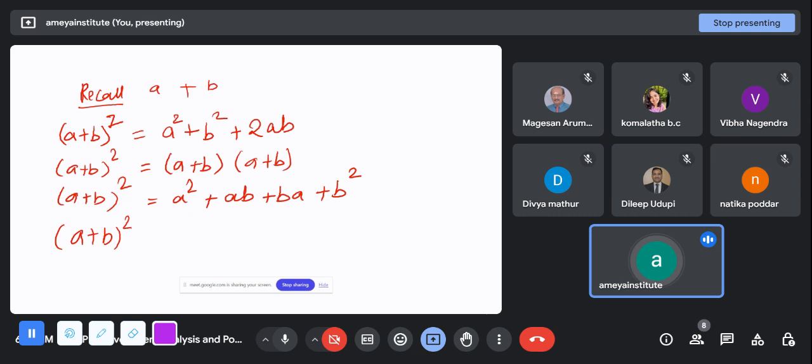(a plus b) square is nothing but, now can we take this one? a square plus, from common factor what can we take? b square plus 2 into ab, or b into a. Will it be the same only? So can I write it as 2ab? Is it making sense?